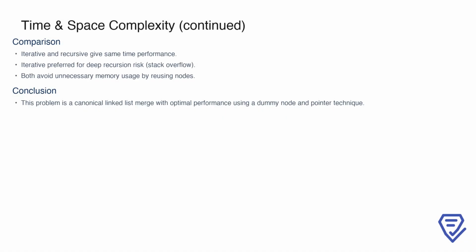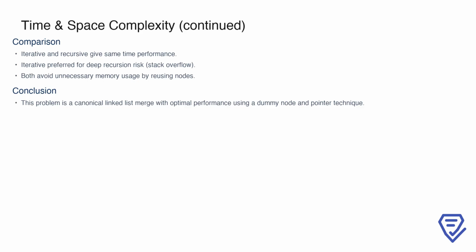Comparing both approaches for LeetCode problem number 21, both the iterative and recursive algorithms have the same linear time complexity. However, the iterative approach is preferred in practice because it has constant space usage and will not encounter a stack overflow, while the recursive method can exceed call stack limits on longer inputs. Both methods are optimal in memory since they reuse all nodes rather than allocating new ones. The dummy node trick streamlines pointer management.